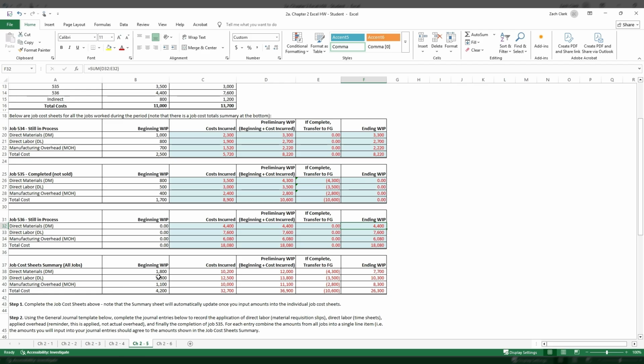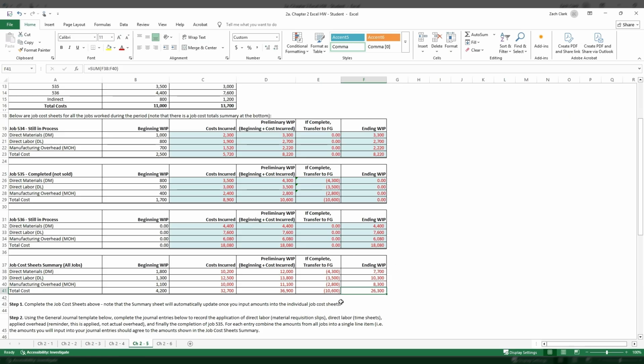So when we look at the summary sheet here down at the bottom, that helps us understand what our totals should show in the actual WIP account at the end of the month. The total balance in WIP, once all is said and done, should agree to this 26,300. In the accounting records, you would basically see, for the work in process inventory asset account, the ending balance of 26,300.